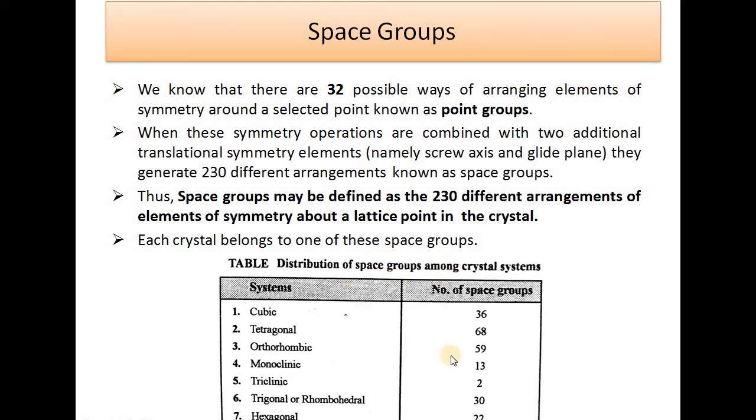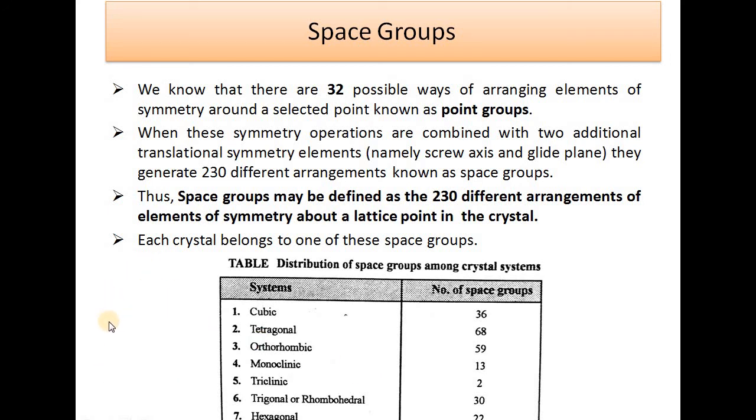How these space groups are distributed among the 7 crystal systems, we can see here. In case of the cubic system, there are 36 space groups. In case of the tetragonal system, we have 68 space groups. Similarly, various other systems are here, and we get different numbers of space groups corresponding to different crystal systems.